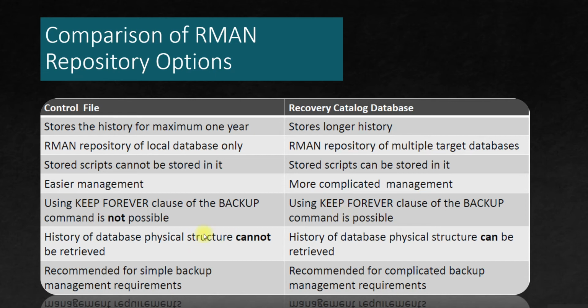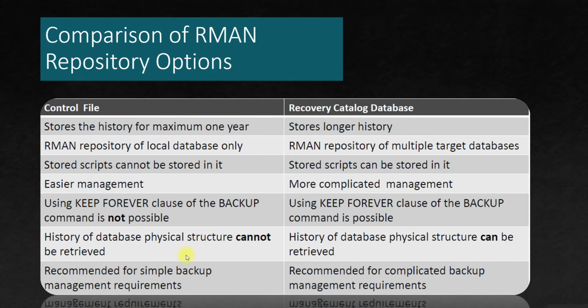Now as we say, because the control file only manages the local database, it is easier to manage. There is more complicated management in the recovery catalog. Here the control file record keep time is not forever, it is a maximum of 1 year as we already discussed, but here there is a clause called keep forever, and then you can keep the backup information or repository for as long as you want to.